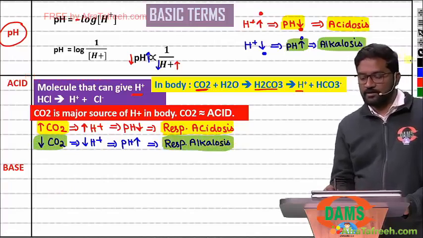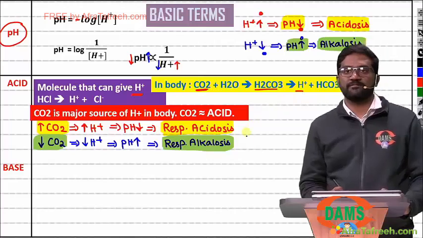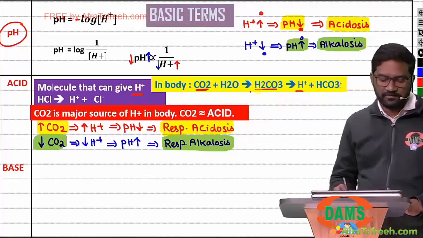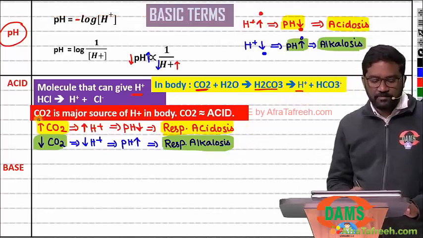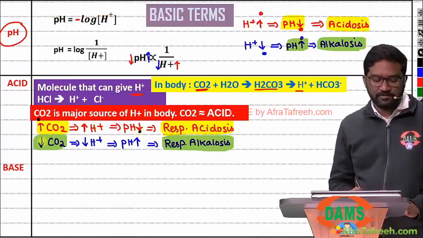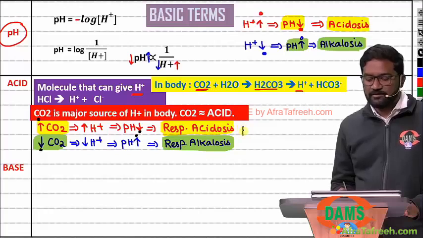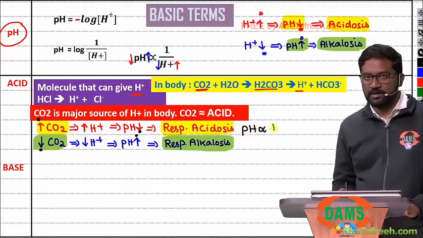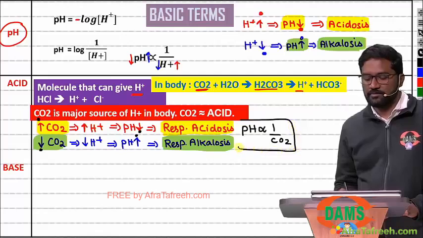With this background, what will be the relationship between pH and CO2? Observe here. If CO2 increased, pH is reduced. If CO2 decreased, pH is increased. So the relationship between pH and CO2 will be indirect. pH will be inversely proportional to CO2.